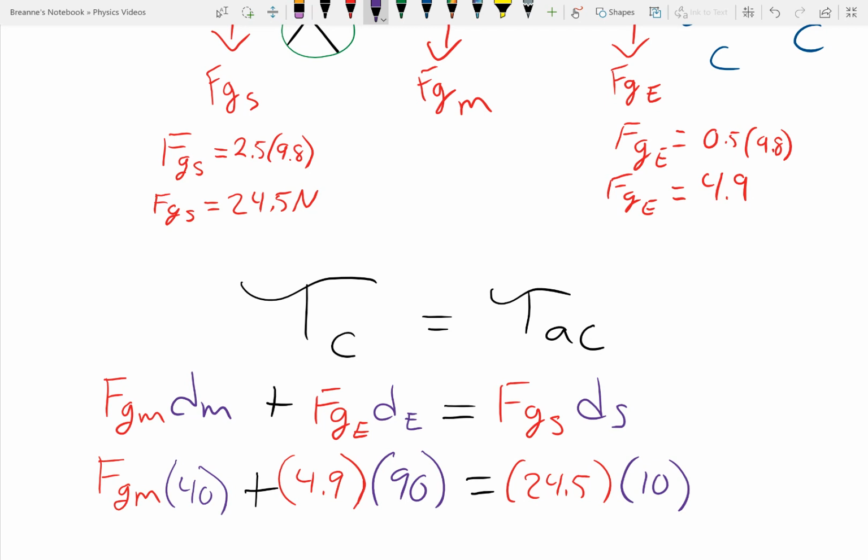Now, you notice I kept my distance in centimeters. I didn't convert to meters. You can do that as long as you're not looking for the distance. If you're looking for the distance, you have to convert.